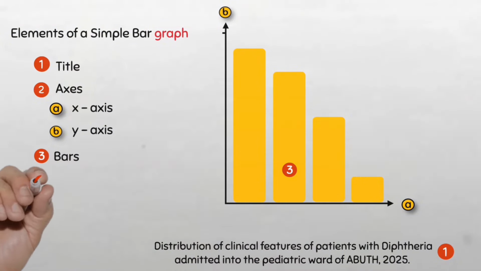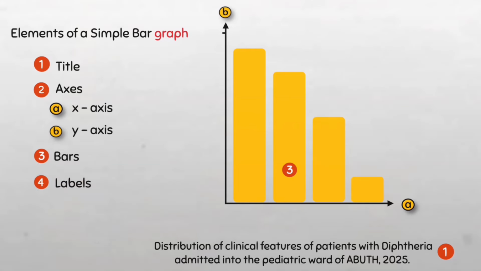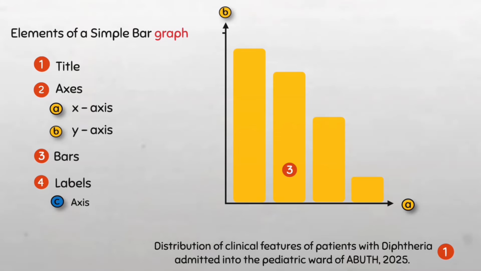Awesome. And lastly, for number 4, we have the labels. These are all the text annotations that provide information within the chart. First, we have the axis labels. These are labels for the x and y axis, specifying which kind of data each axis represents.